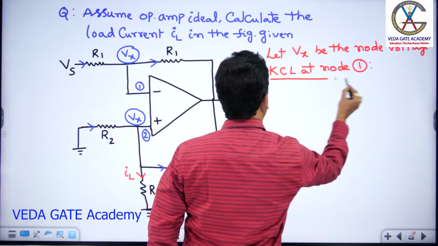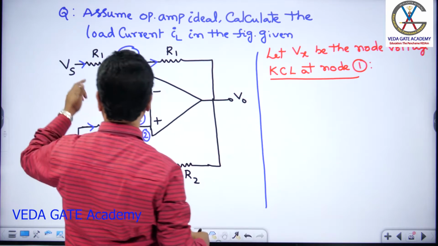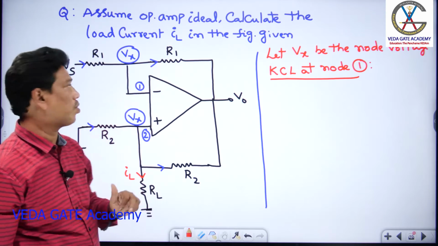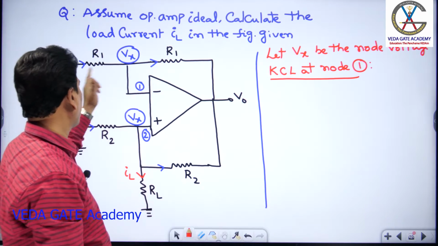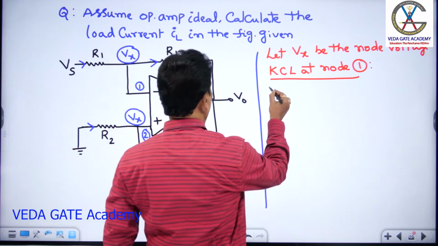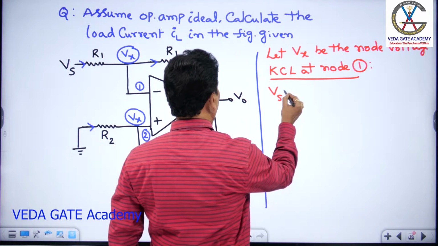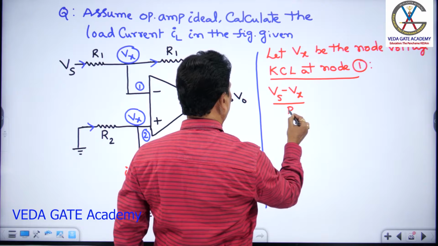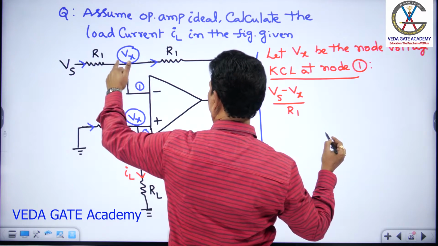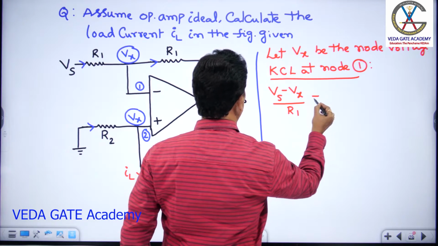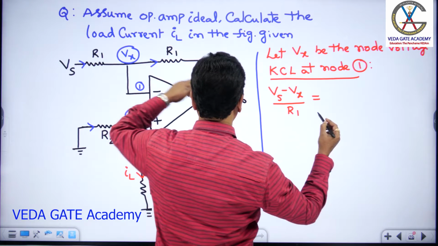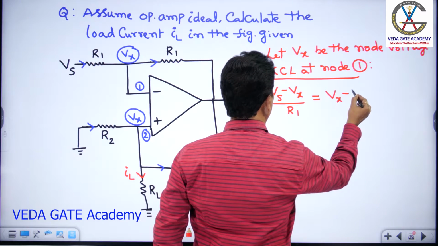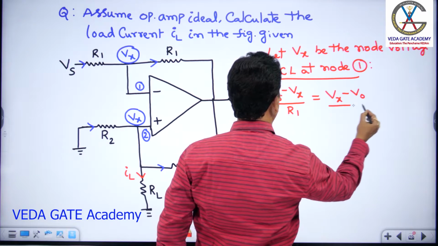Okay, KCL at node 1. That should be the inverting node there. One is incoming current, the other one is outgoing current. Then if I apply KCL there, it comes down as (Vs minus Vx) by R1 equal to, here the node voltage is Vx, this is V0 you can call, (Vx minus V0) by R1.